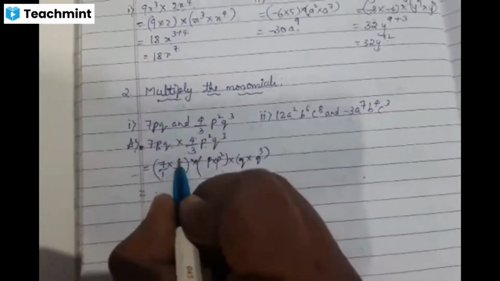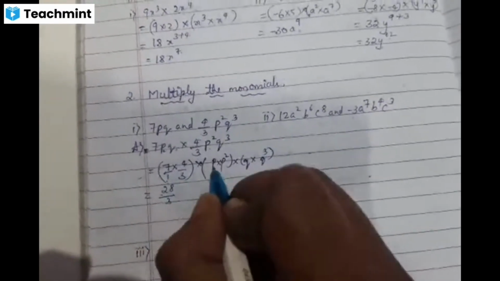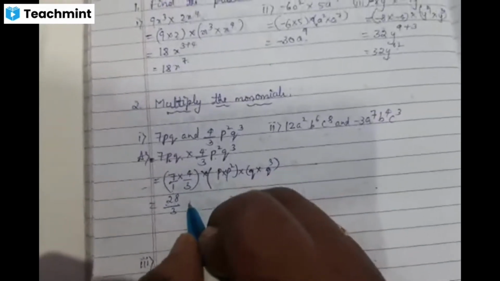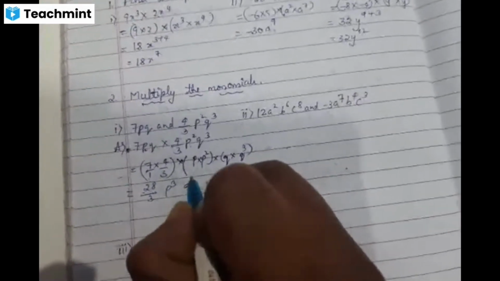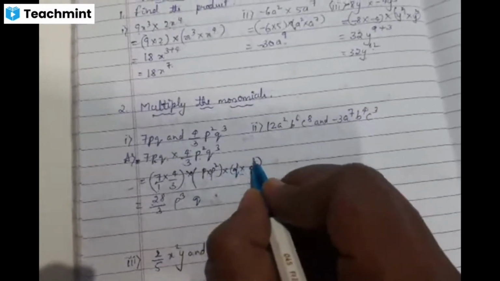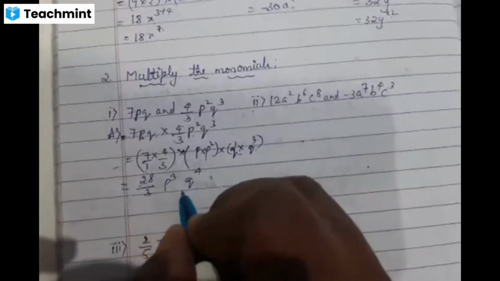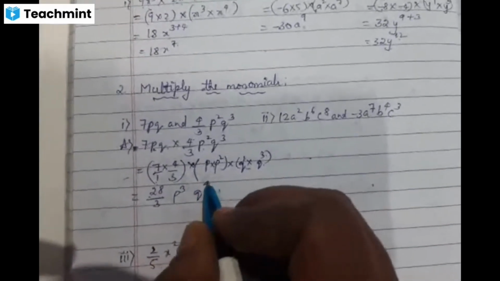So, multiply the numerator. 7 4s are 28, 3 1s are 3. p into p square is p cube, q into q cube, that is 1 plus 3, 4. So, the answer is 28 by 3 p cube q to the power of 4.